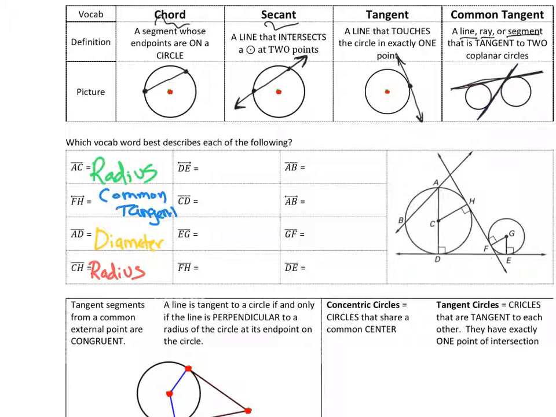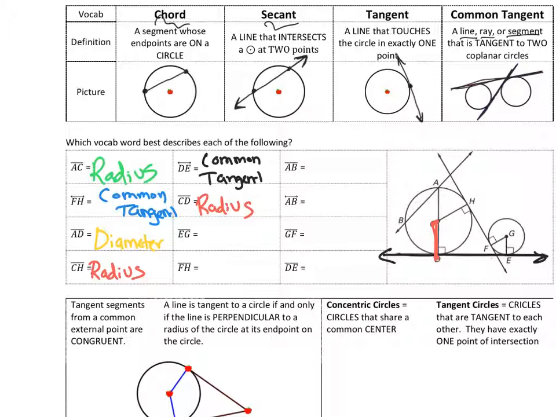Let's take a look at the next part. It says DE. It touches two circles. It's along the bottom there, so that would make it a common tangent again. The next one is CD. It starts in the center, goes down to the side, just goes halfway across that circle, so again, it's a radius.